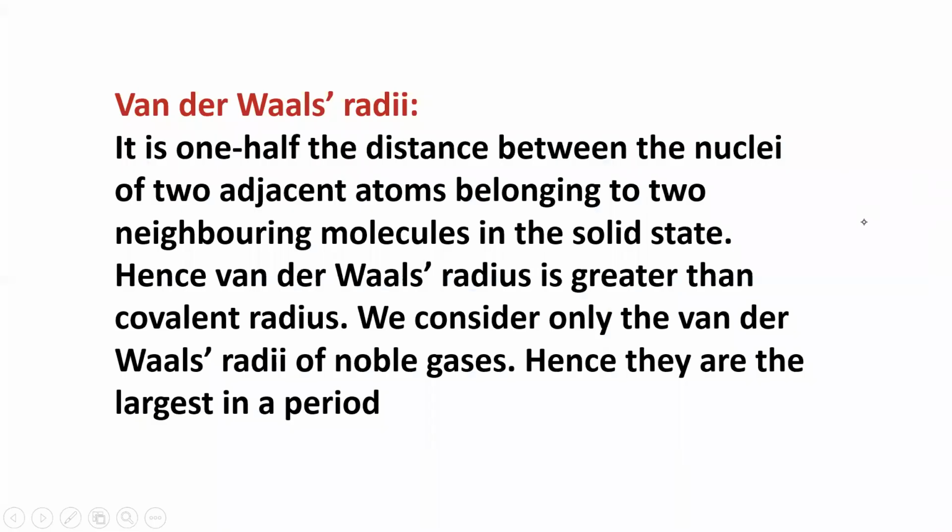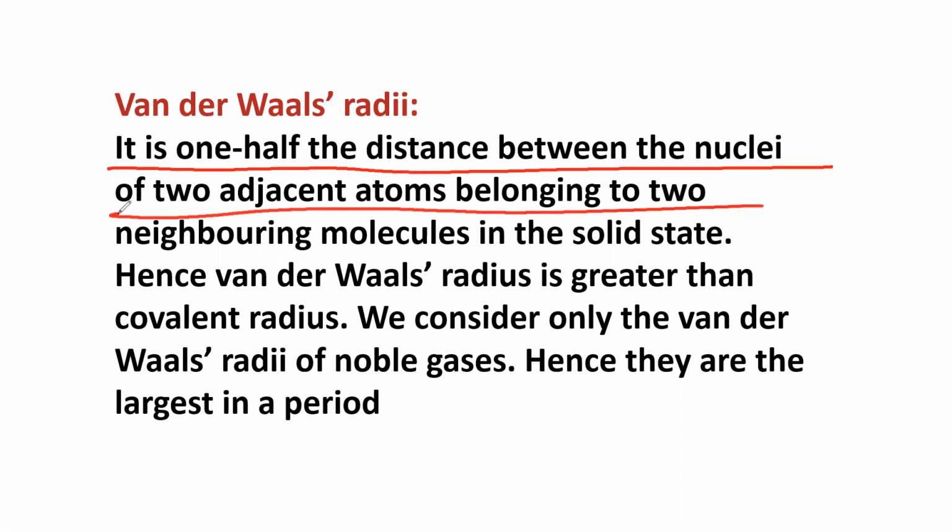As for atomic radius, we have different types: van der Waals radius, covalent radius, and ionic radius. So what is van der Waals radius? It is 1/2 the distance between the nuclei of two adjacent atoms belonging to two neighboring molecules in the solid state.